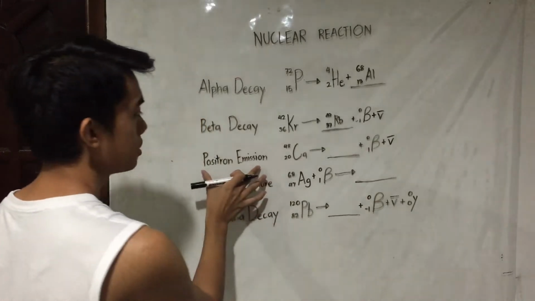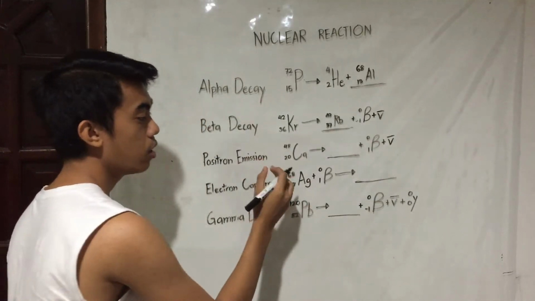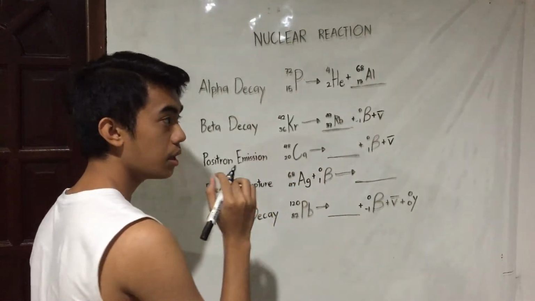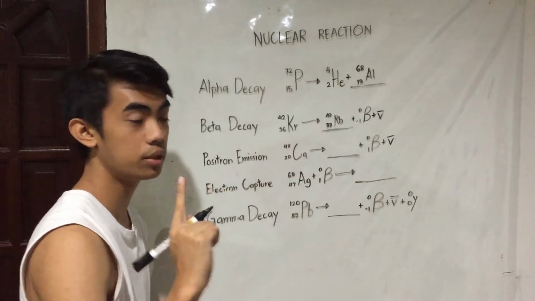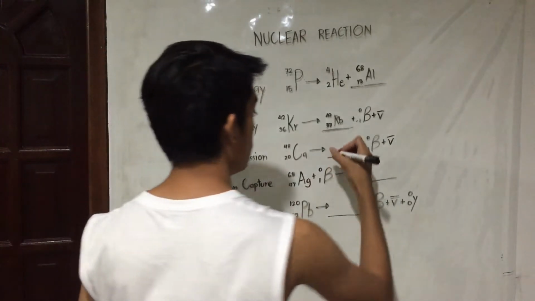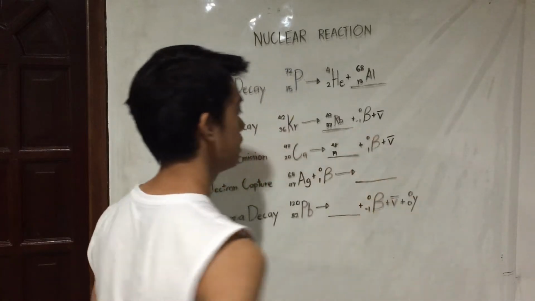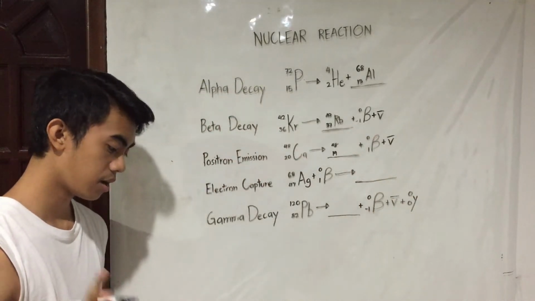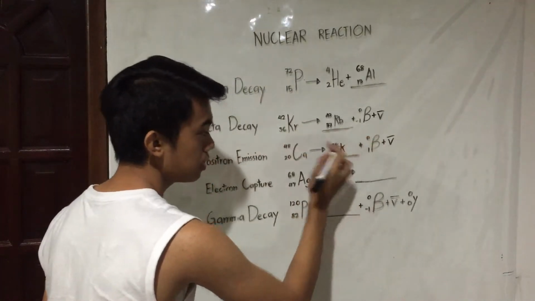Now for the positron emission, we are going to do the opposite. We have to find an element with an atomic number that is less than 20, a single atomic number less than 20, which is 19. So, what element has the atomic number of 19? And that is potassium. 48 minus 0 is still 48.